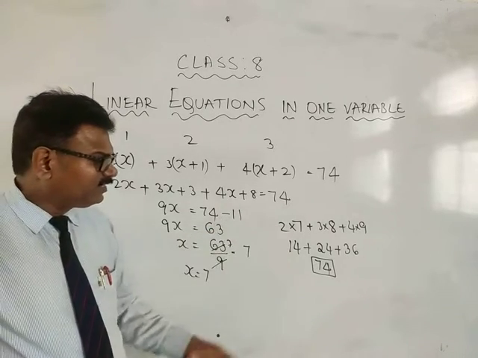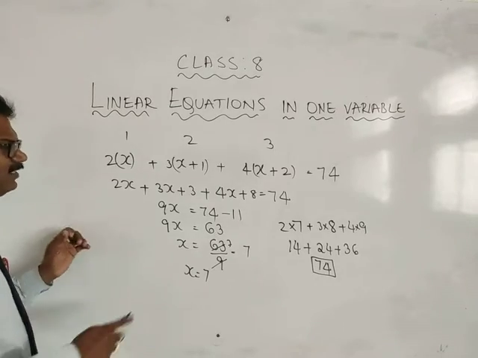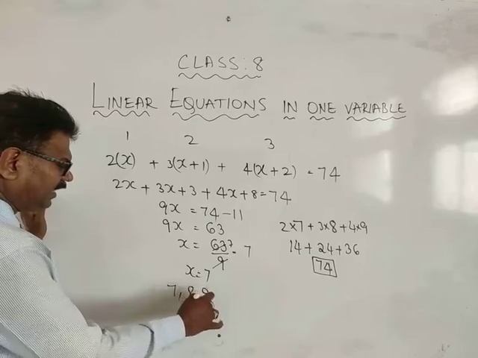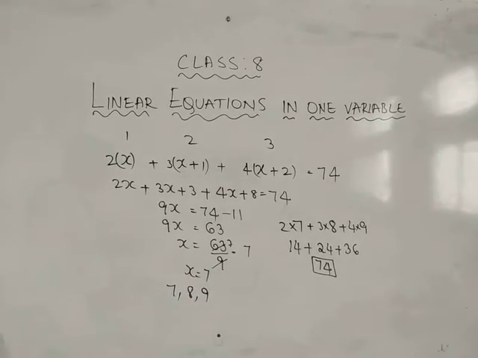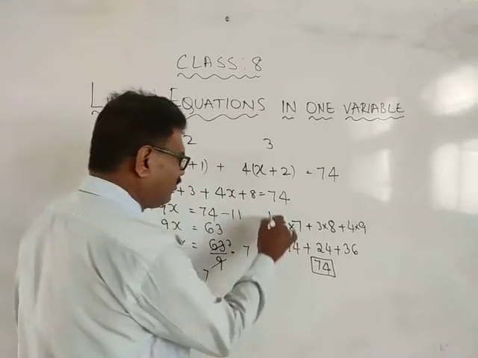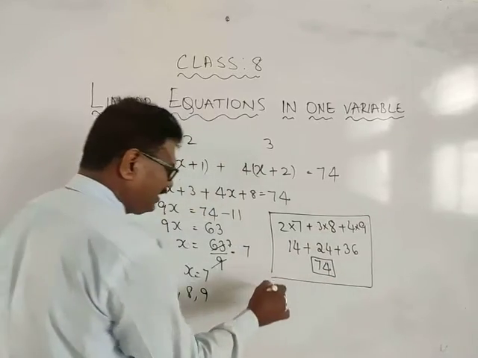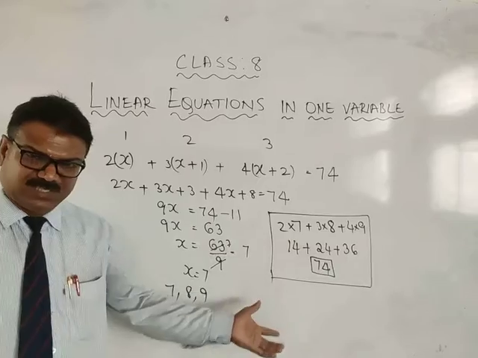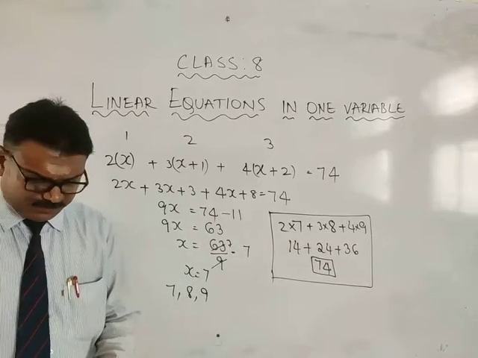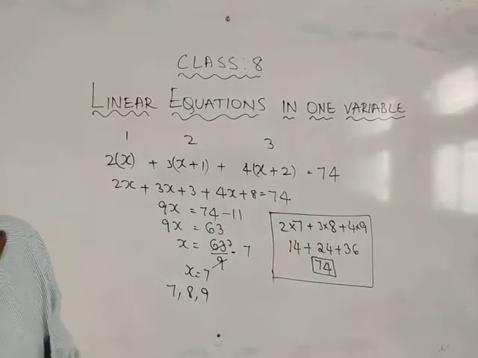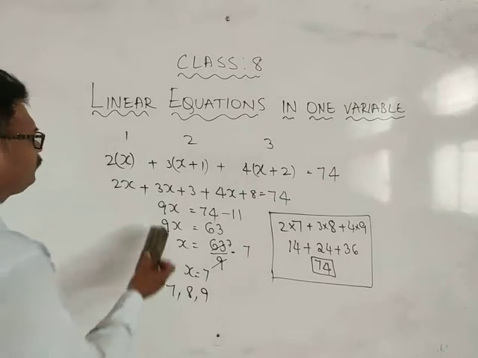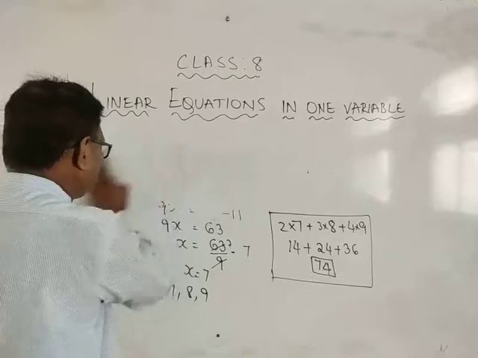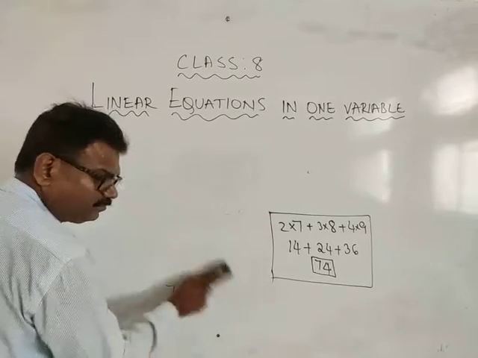And what are the numbers? 7 is one number, the second number is 8 and the third number is 9. So this is nothing but for our verification. We clarified our doubt by verifying the result. Did you understand? Yes, next problem.